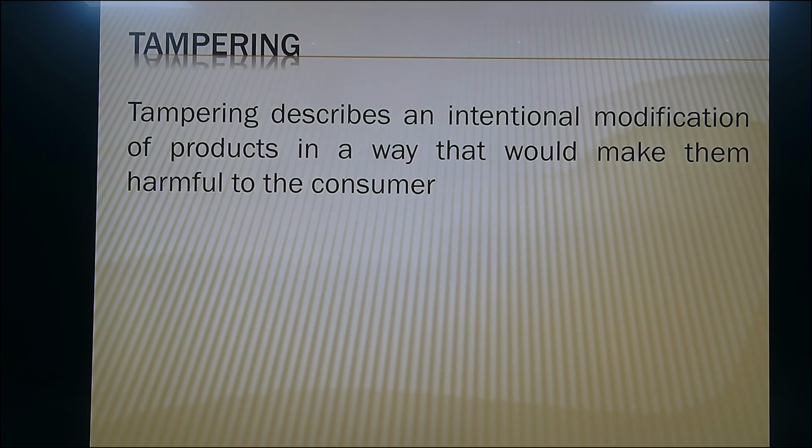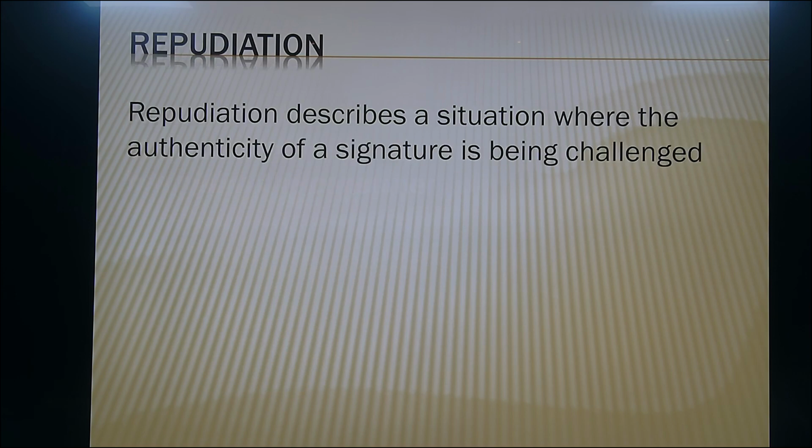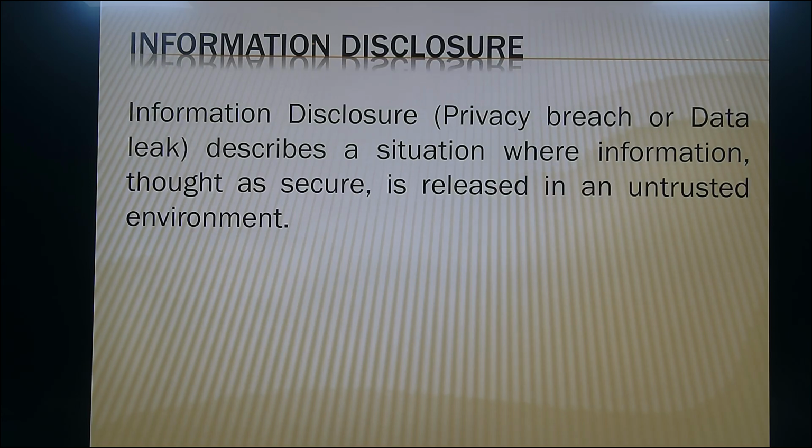Next term is tampering. Tampering describes an intentional modification of products in a way that would make them harmful to a consumer. Next is repudiation. Repudiation means a situation where the authenticity of a signature is being challenged. Next one is information disclosure. Information disclosure describes a situation where the information thought as secure is released in an untrusted environment.